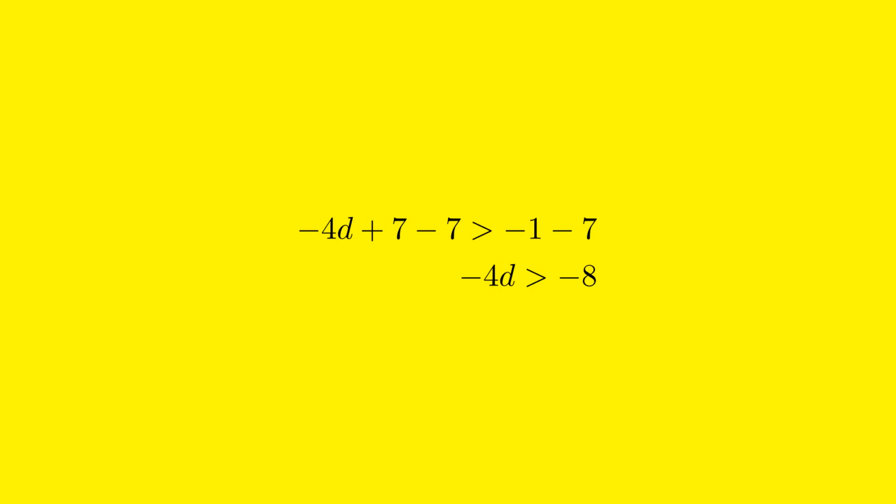Let's carry out the subtraction. -4d plus 7, then subtract 7, is greater than -1, then subtract 7. Here's the altered expression after performing the subtraction. -4d is greater than -8.